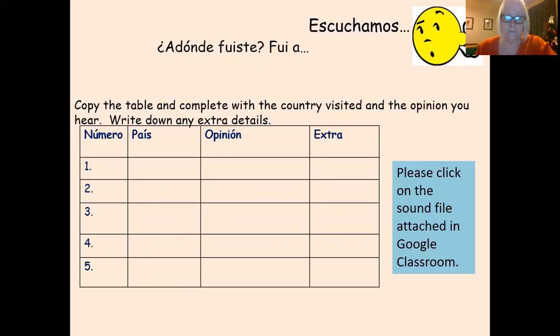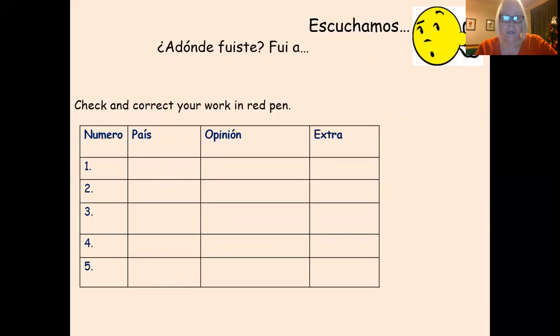I'm going to move on and do the correction here. So please make sure that you look exactly at what you wrote down and check it, and then correct in red pen if you need to. Okay, I'm just moving this away, sorry. All right, here we go.